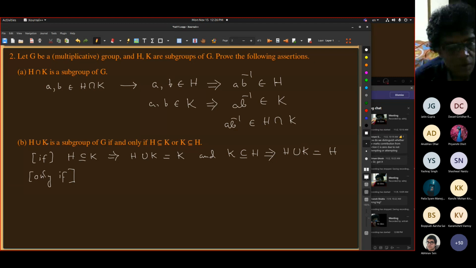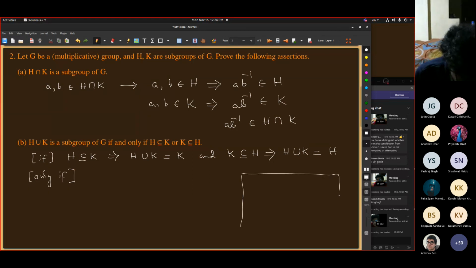No, we have to prove a contradiction, right? So that would be easier. Yeah, of course. Contradiction is fine, but what is the contradiction? So let's draw a picture. Let's say this is G, and I assume that H union K is a subgroup, but neither of these two conditions holds.